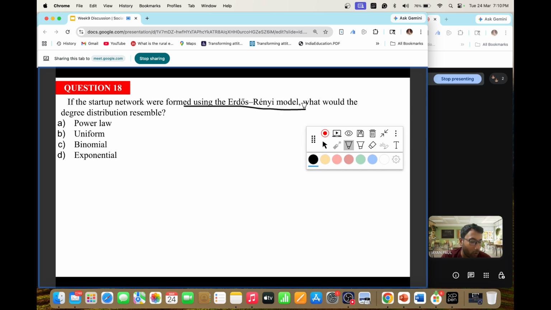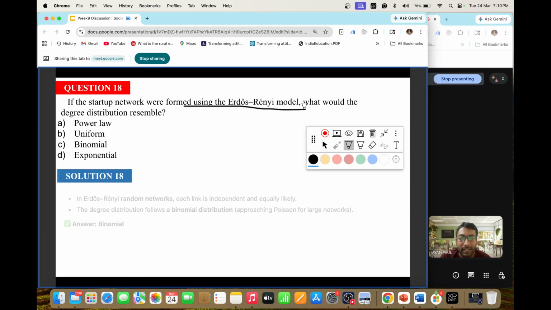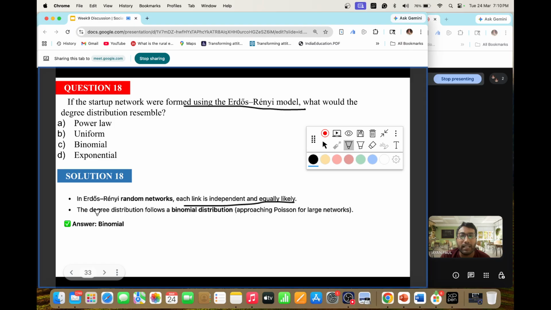If we are talking about the ER model, then we know that the curve that we get is the binomial distribution. In the ER model, each link is independent and equally likely. The degree distribution follows a binomial approaching Poisson for large networks. So option C is the correct answer. This is a property of the ER model that we have already discussed.